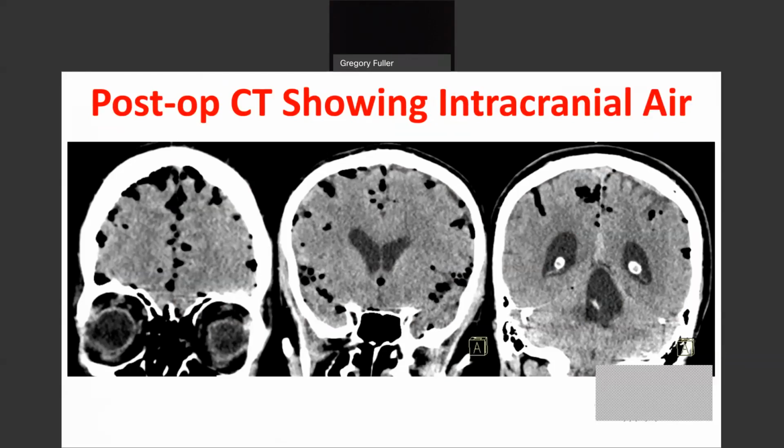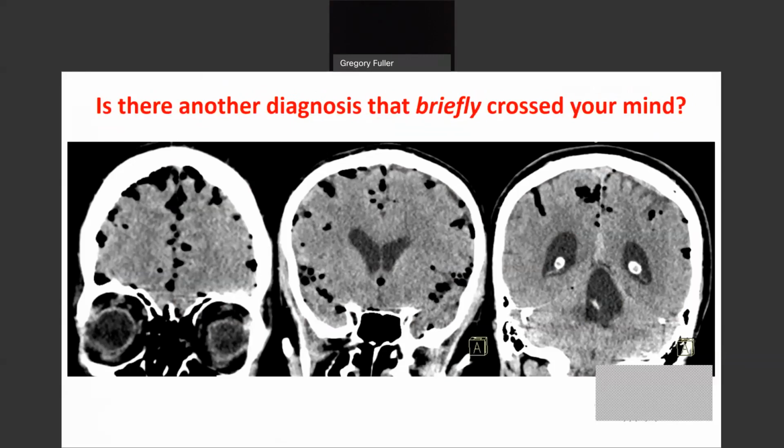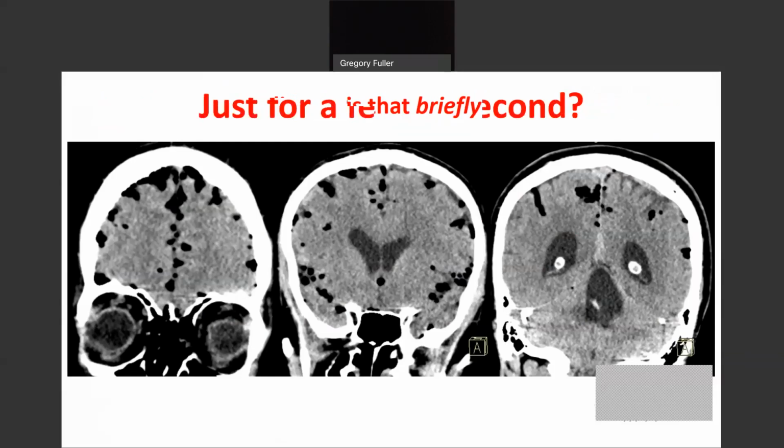Now here's the point. Let's move on. Is there another diagnosis that briefly crossed your mind? Just briefly, just for a second when you were looking at this? I know we got a lot of creative answers coming up. Something just briefly crossed your mind? Just for a femtosecond. What's a femtosecond? Anybody know what a femtosecond is? Probably can't type fast enough to get it in.